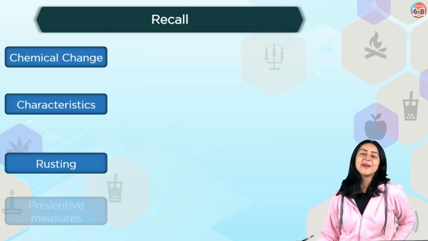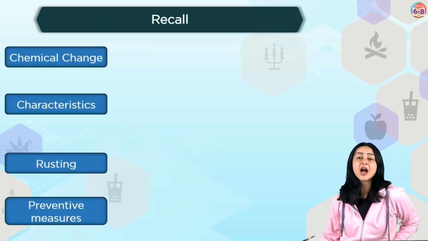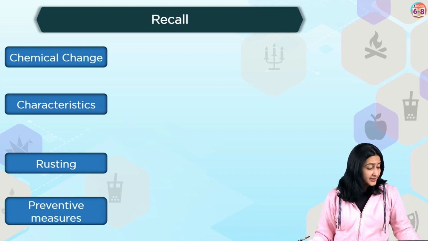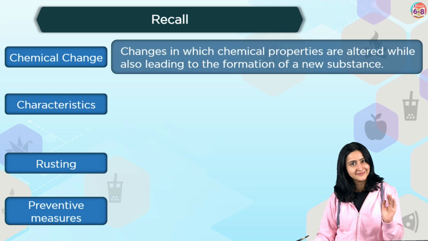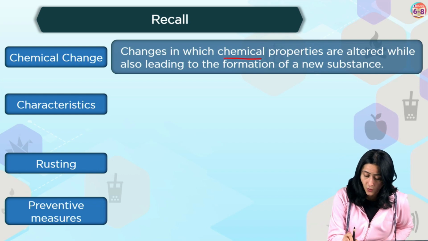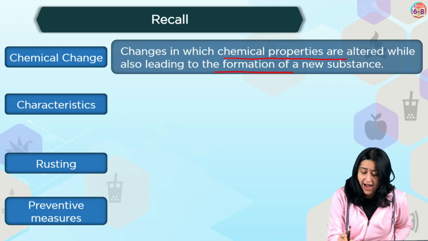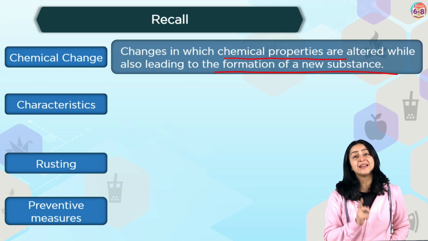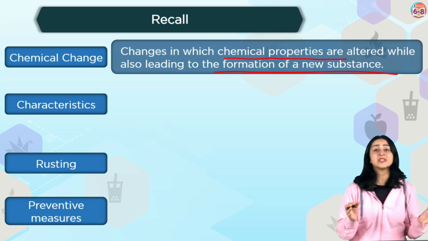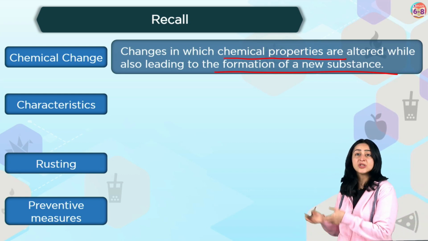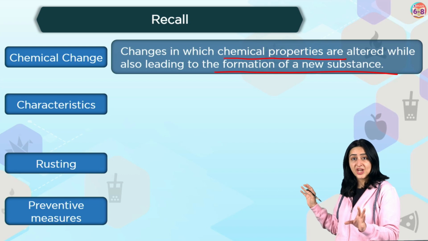Okay, let's do a quick summary of what we have discussed so far. In today's session, we spoke about chemical changes. What is a chemical change? Very simple. A chemical change is one where the chemical properties are altered or changed, and you've got the formation of a new substance. And we know that a chemical change is irreversible, obviously, because it's a completely new substance that is being formed over here, right?